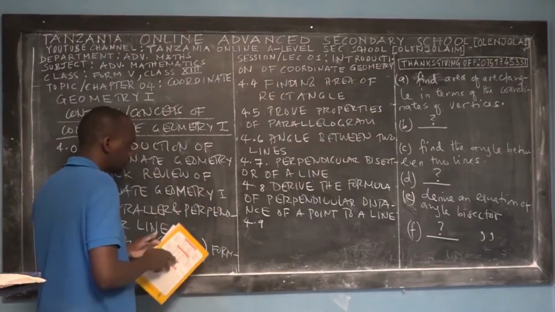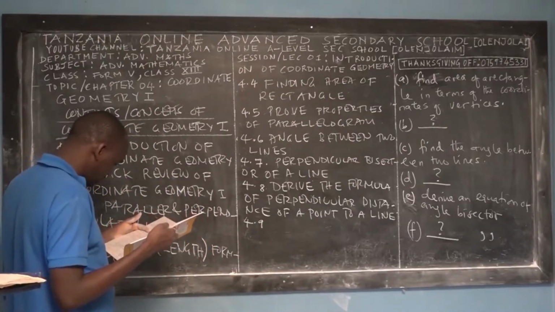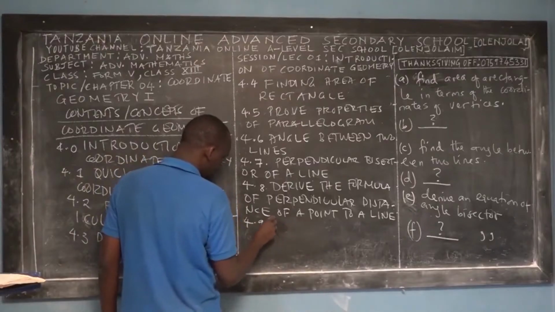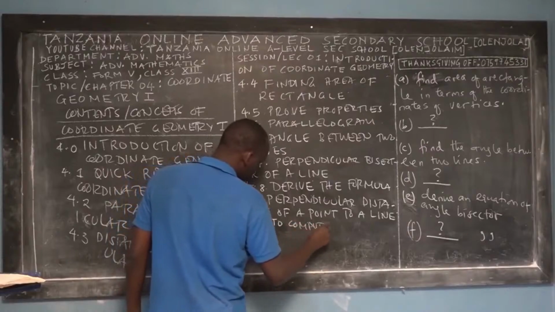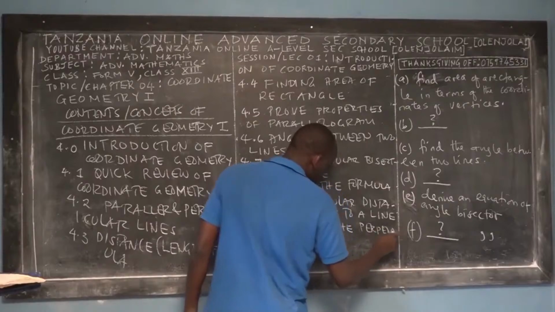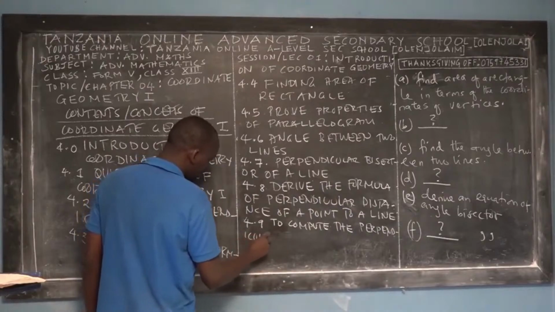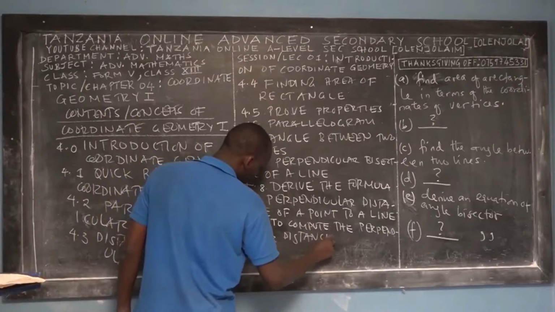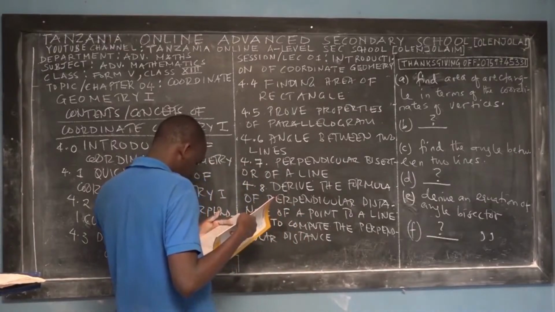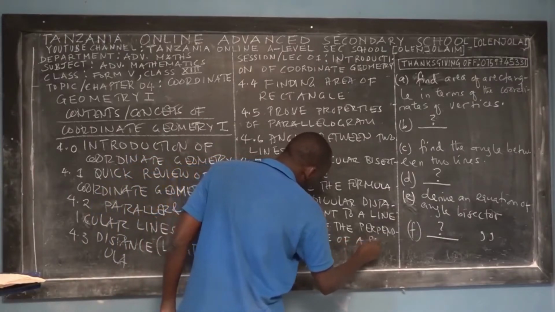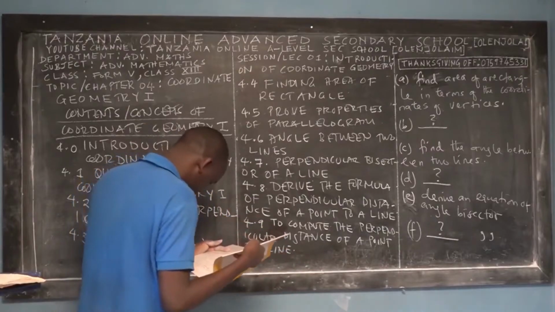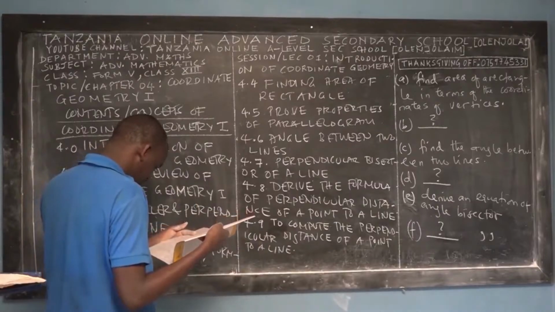And 4.9, we'll teach how to compute the perpendicular distance of a point to a line. Compute the perpendicular distance of a point to a line, and equations of the angle bisector.